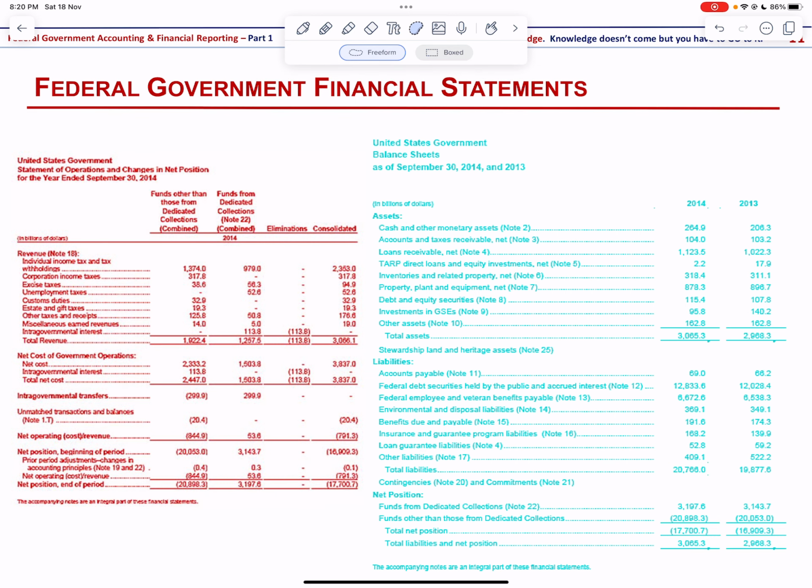And then you can also see that the total of the liabilities plus the total of the net position is equal to the total liabilities and net position. You can add them up. This will be equal to 3065.3 billion.